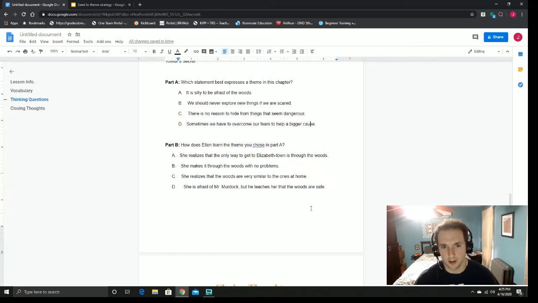And now, how does Ellen learn this theme? Okay. She realizes that the only way to get to Elizabethtown is through the woods. That makes a lot of sense. She learns that even though the woods are scary, she has to go through it to accomplish her goal. And so that might be a good choice. Let's stick with it. Mark it for now, and let's go through the rest.